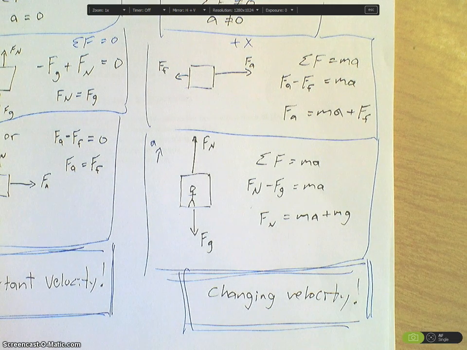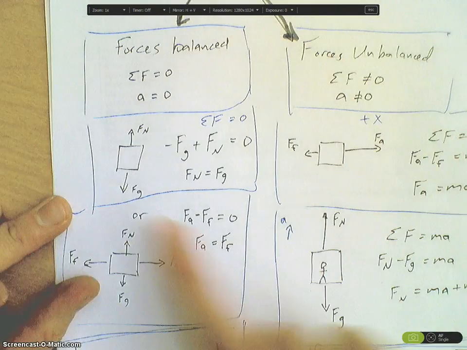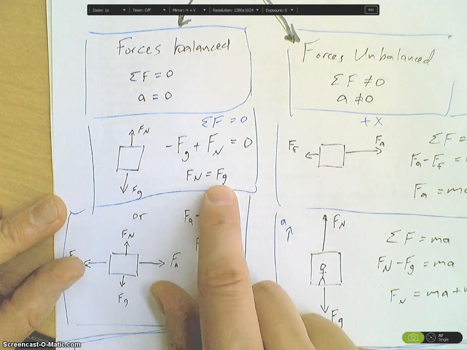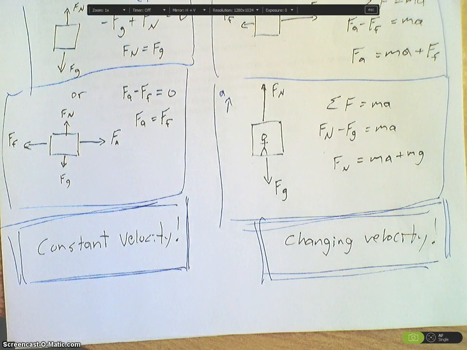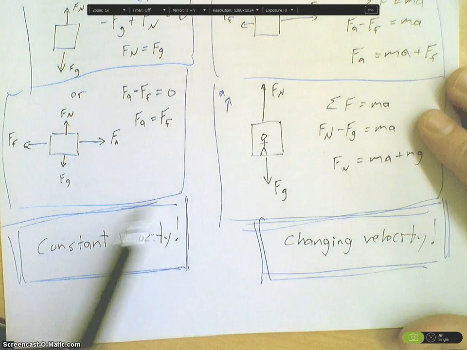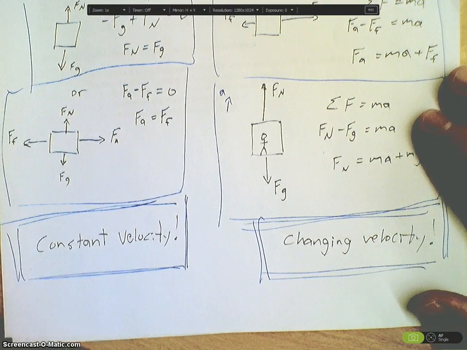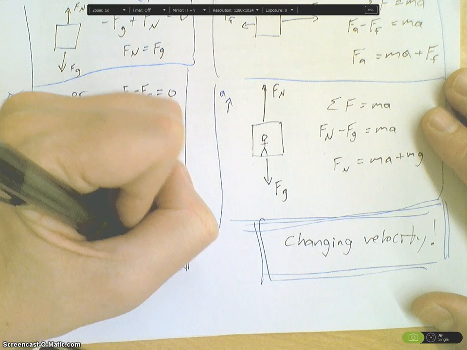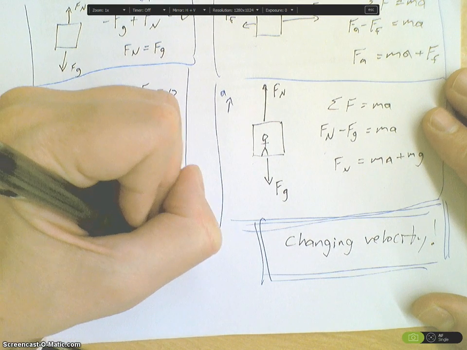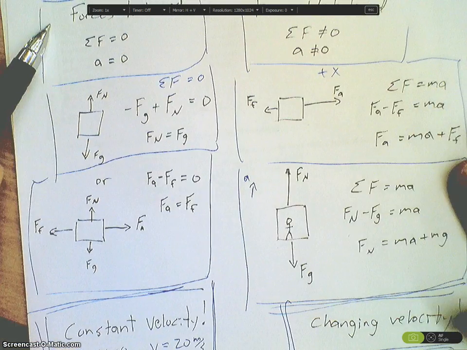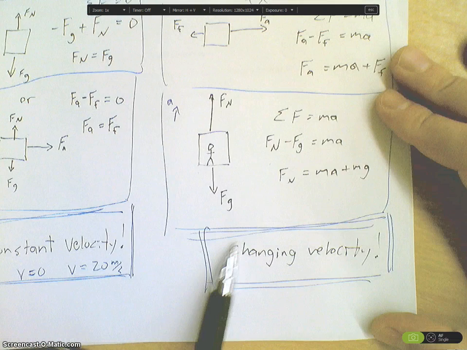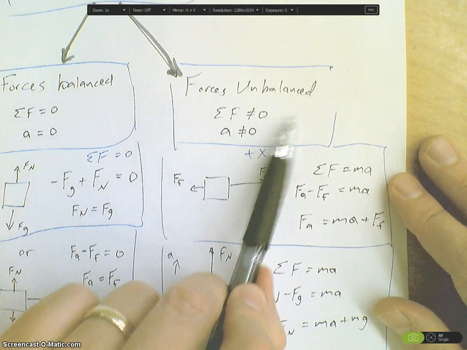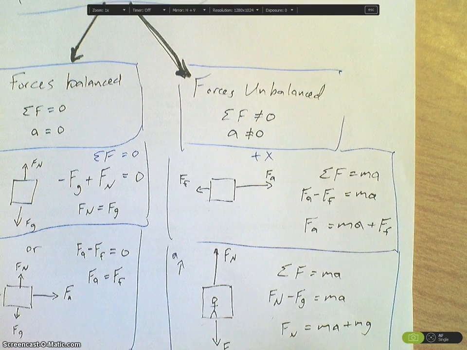Of course, as soon as the elevator goes to constant velocity, it would look like this situation. Constant velocity means no acceleration, so force normal is equal to force gravity. Keys to remember: constant velocity means unchanging velocity. Velocity can be zero, or it can be anything, say 20 meters per second. As long as it's not changing, the forces must be balanced. Any change in velocity, whether in speed or direction, can only happen if the forces are unbalanced. So that's a quick review.